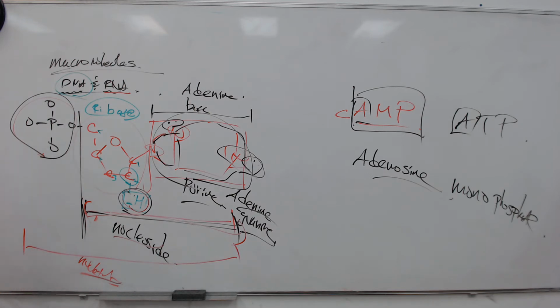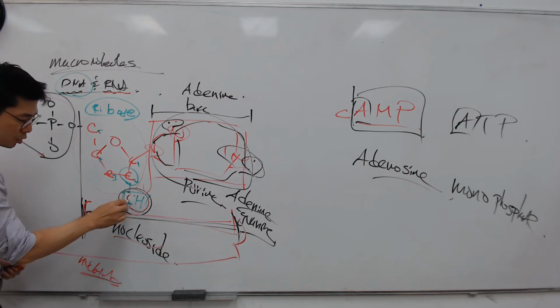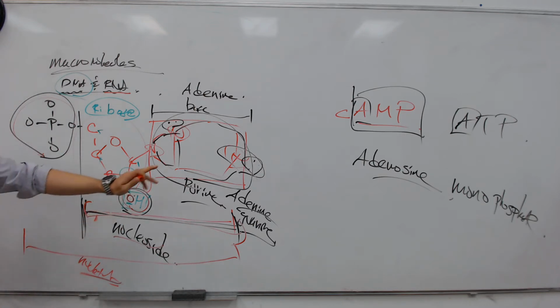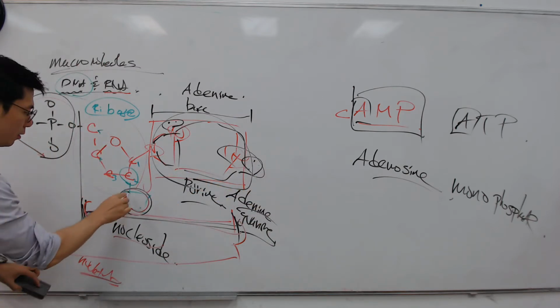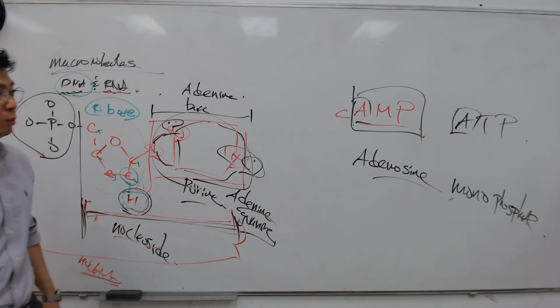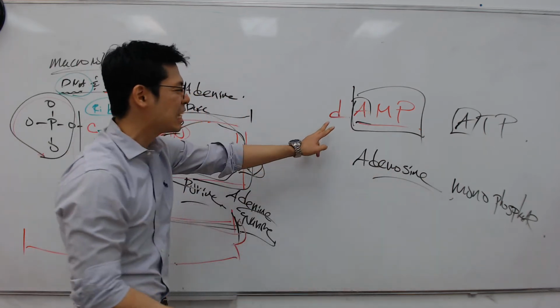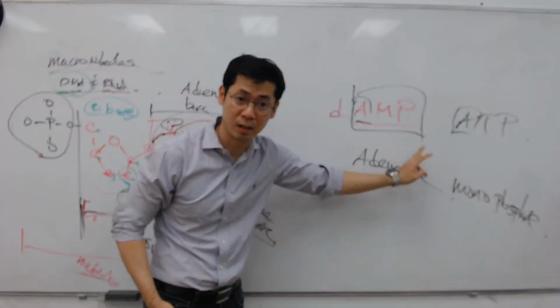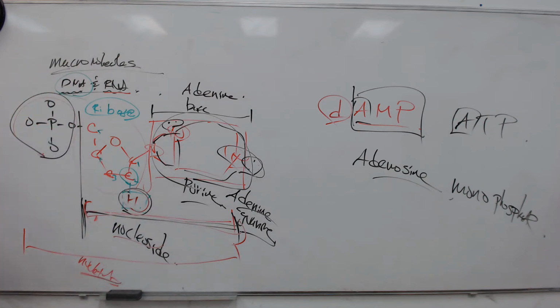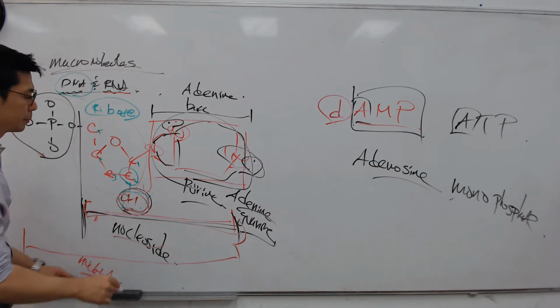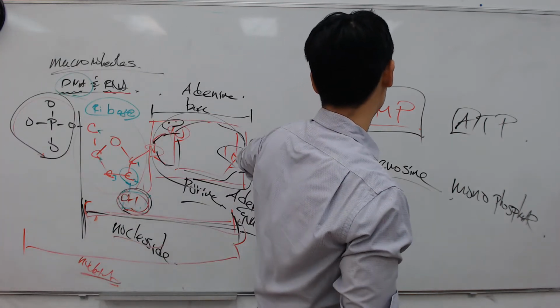So now, what about this then? If there's an oxygen there, what do we call this? This is adenosine monophosphate. If you do not have the oxygen, what do you call this, guys? You put a D there: deoxyadenosine monophosphate. They put D there to signal whether it is a base for DNA or RNA. If the D's not there, it means it's got the oxygen on the carbon.